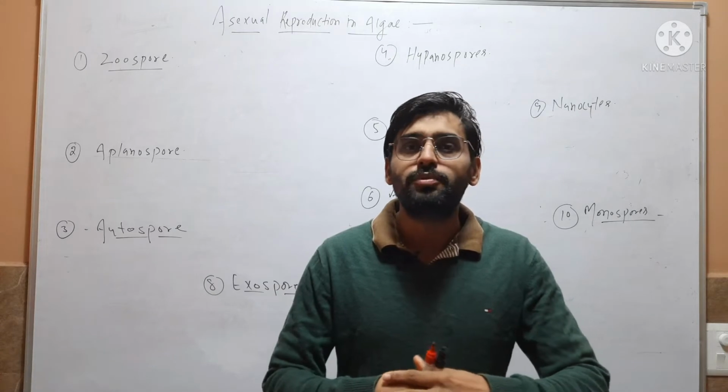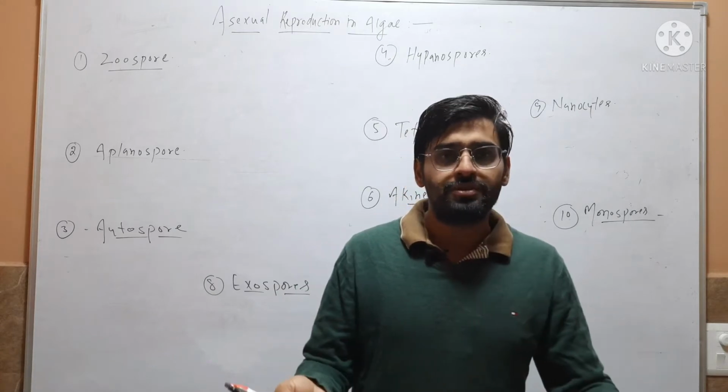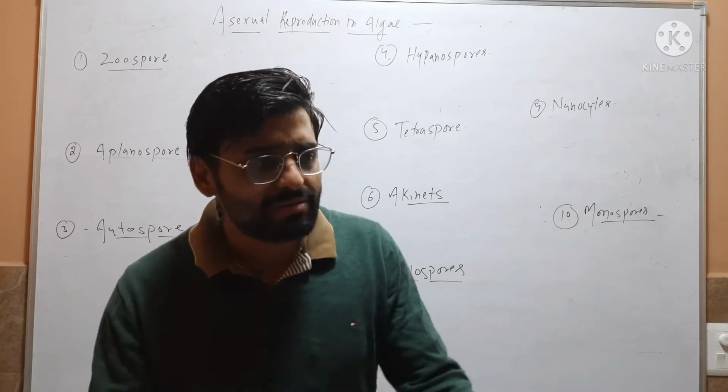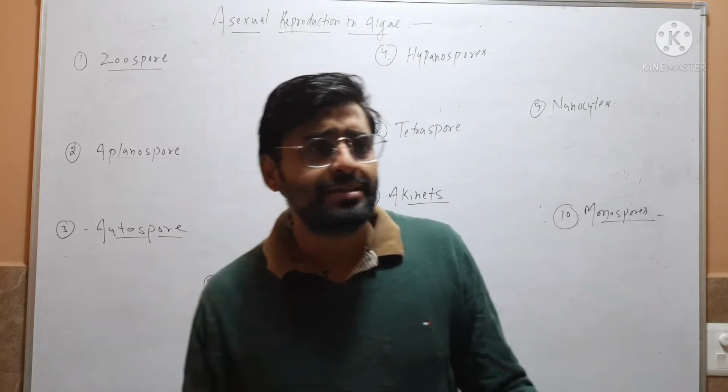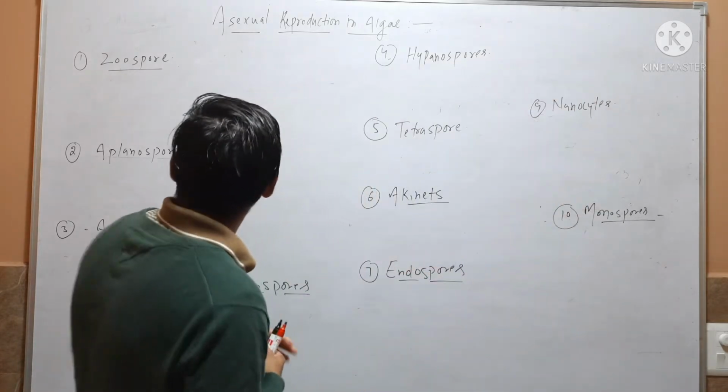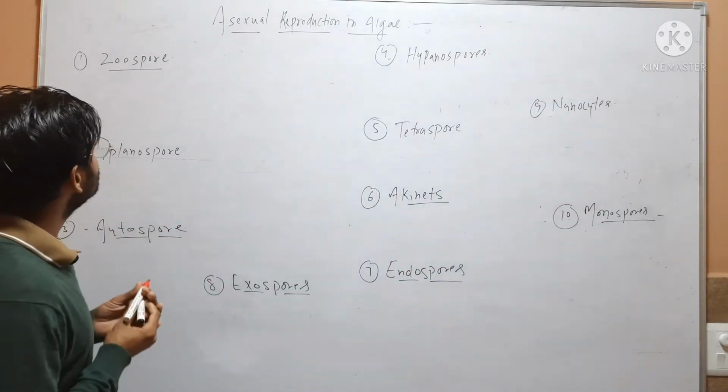And these spores further do not fuse with each other, because when they fuse, it comes under sexual reproduction. So asexual reproduction in algae occurs through various types of motile and non-motile spores. So the first spore is the zoospore.